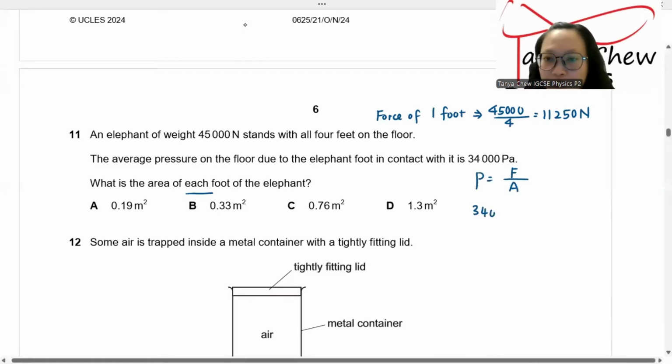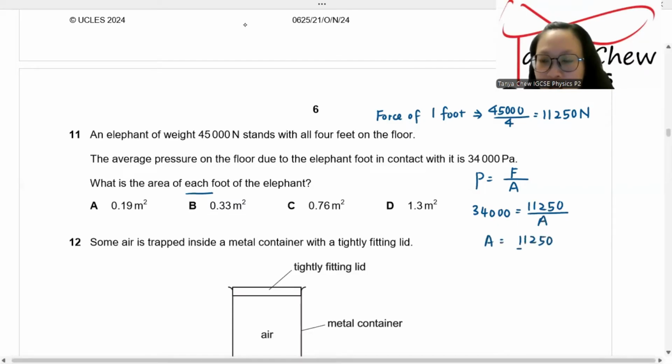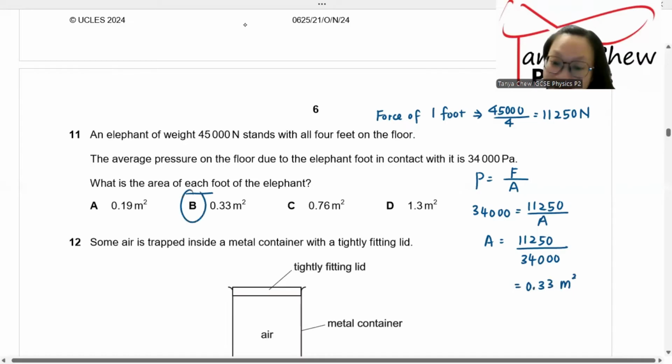Since the pressure is given, I just use pressure equals force over area. So 34,000 is equal to 11,250 divided by area. You can do your cross multiplication, so area is equal to 11,250 divided by 34,000. And there you go, 0.33 meter squared is the answer. So B is the answer.